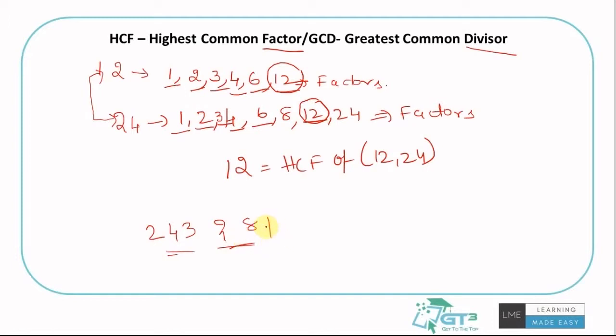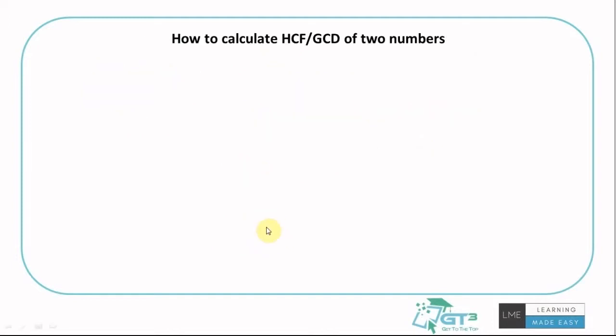So there are multiple ways to find out the HCF and GCD. One of the common ways is called the prime factorization way. Once you know the prime factors of the numbers we are talking about, you can actually find the HCF.